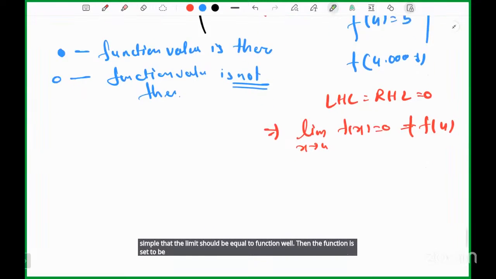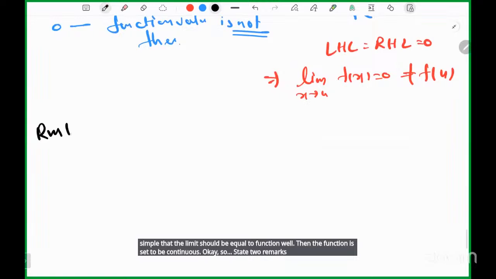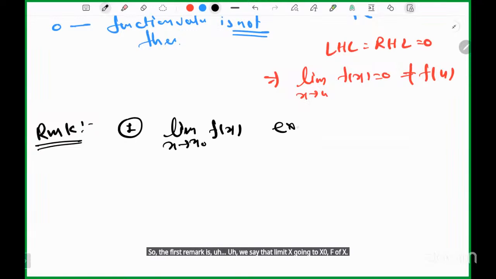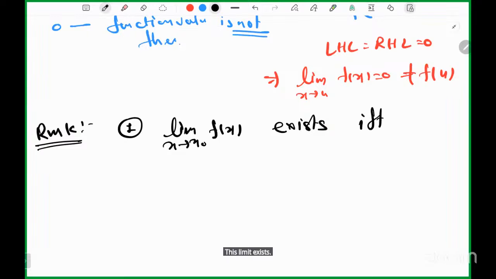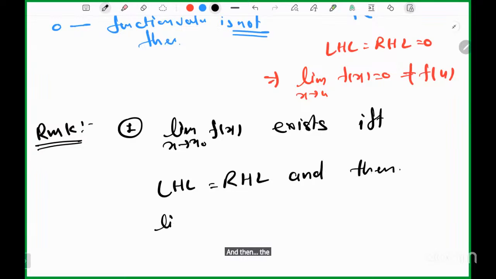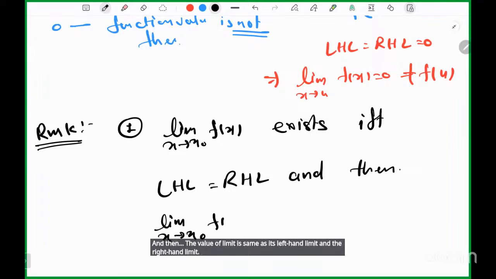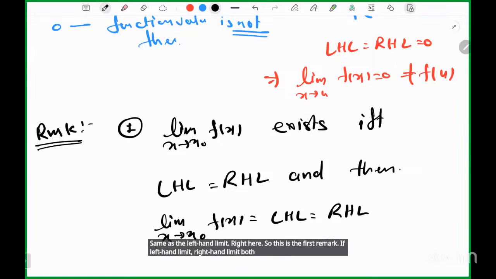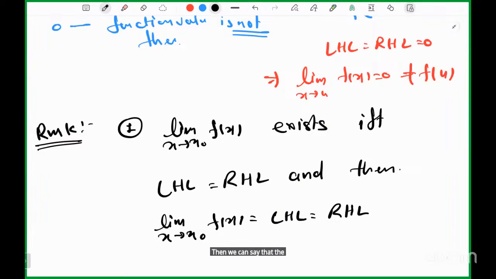Okay, so I'll state two remarks. The first remark is that we say the limit as x going to x naught of f of x exists, and it's an if and only if condition: the left hand limit is the same as the right hand limit, and then the value of the limit is the same as its left hand limit and right hand limit. So this is the first remark. If the left hand limit and right hand limit both exist and both are equal, then we can say that the limit exists and the value of that limit is the same as the left hand limit and right hand limit.